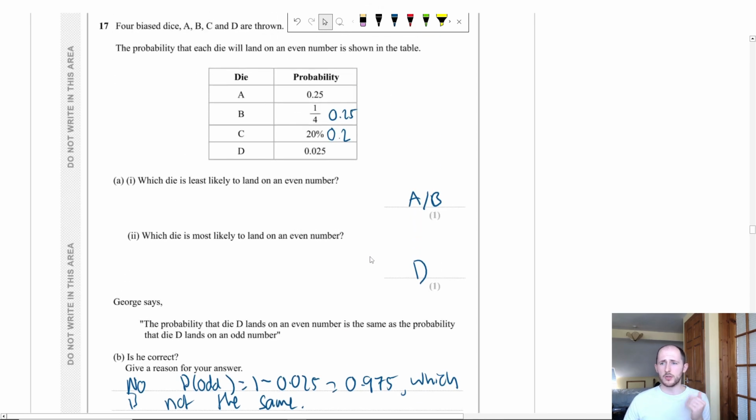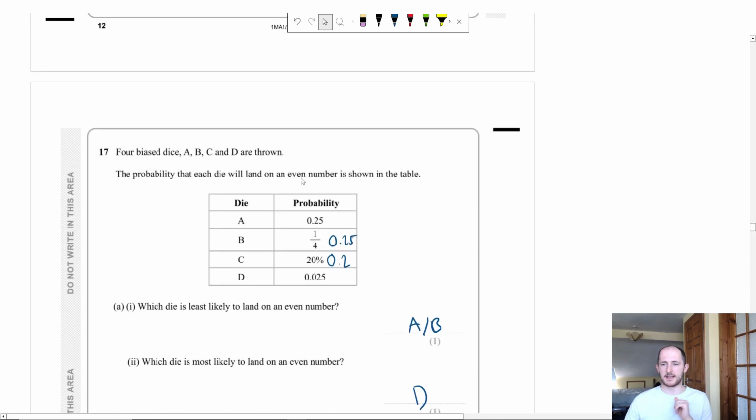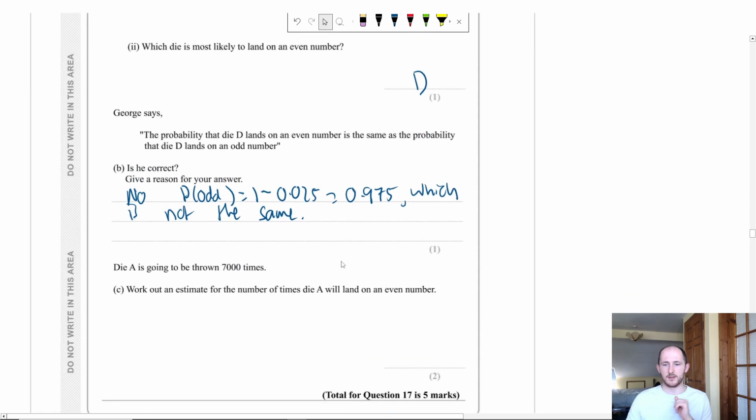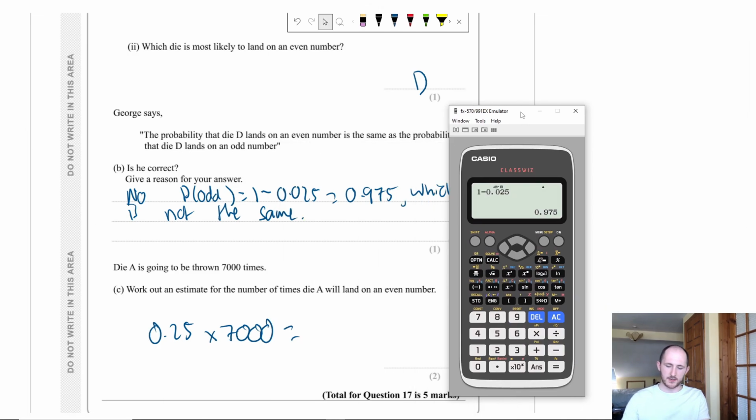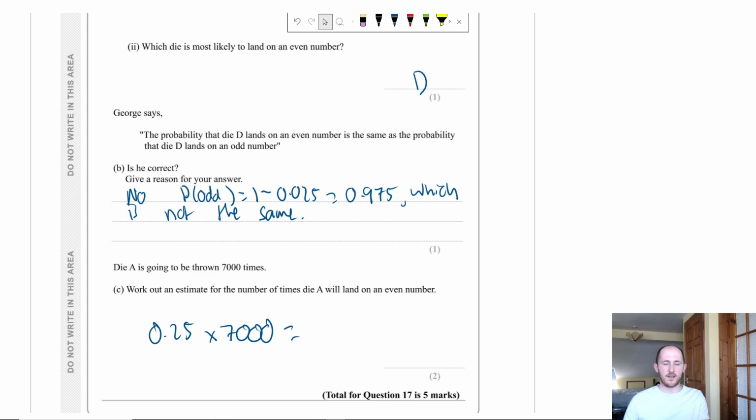Well, all you would do here is you take the probability that die A lands on an even number, 0.25, and you multiply it by the number of times that it's been thrown. That will give you an estimate for how many times it should land on even. So 0.25 multiplied by 7,000 gives me an answer of 1,750. So 1,750 times. That's how many times it should land on an even number.